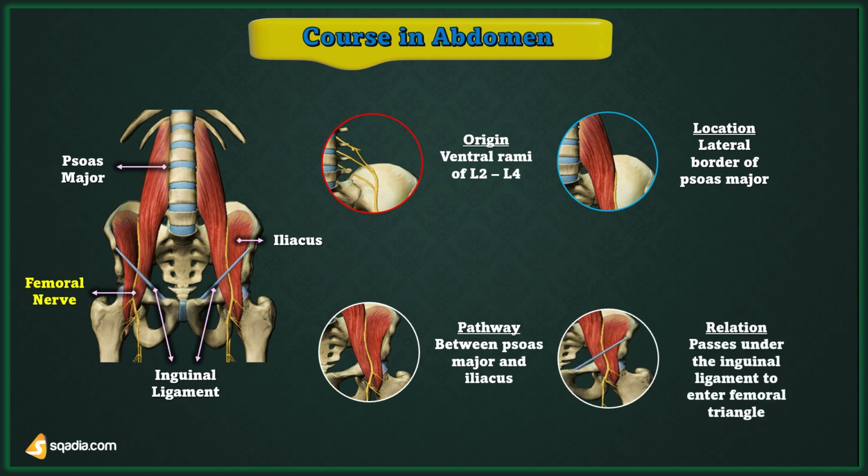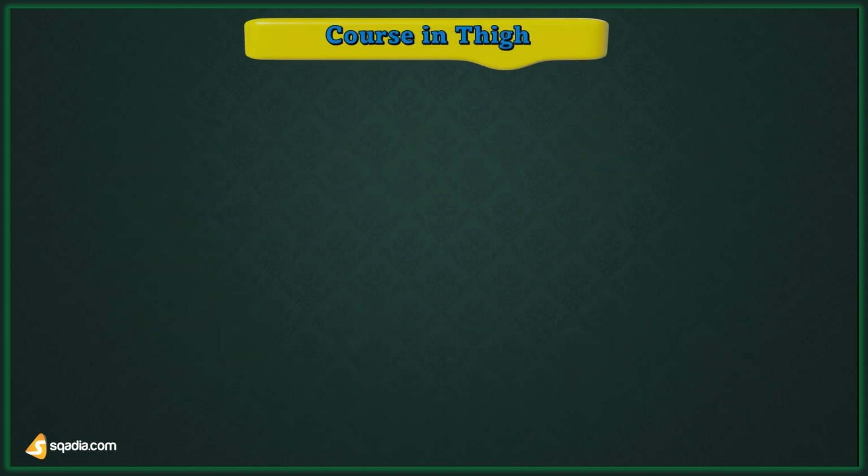After that, the nerve passes under the inguinal ligament and enters the femoral triangle. It enters the thigh laterally to the femoral sheath. However, it is situated posterior to the fascia iliaca, not within the femoral sheath itself. From here, its course in the thigh begins.